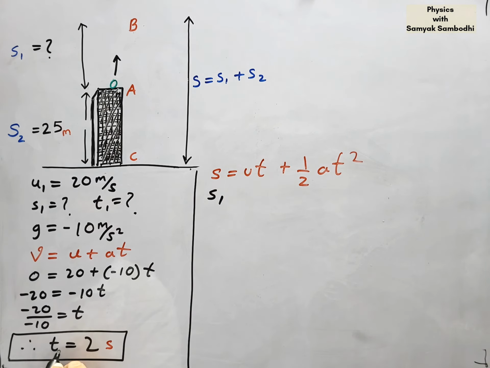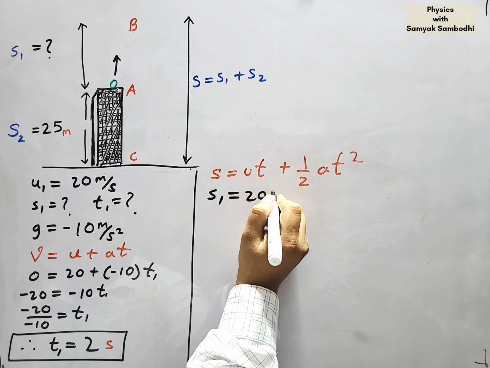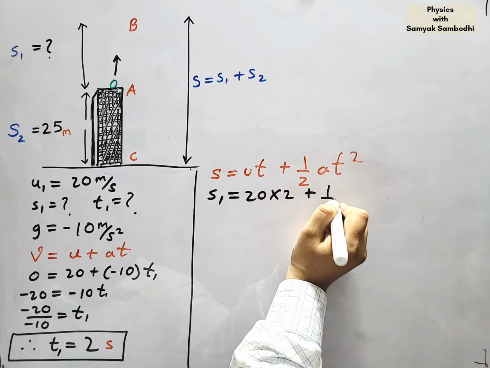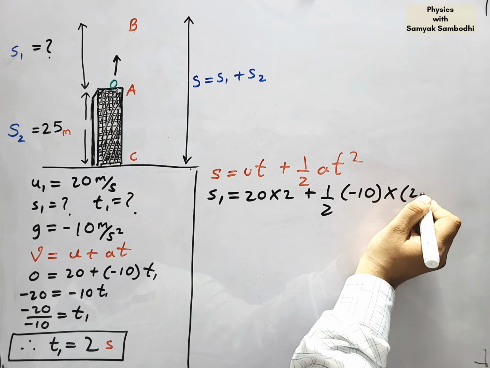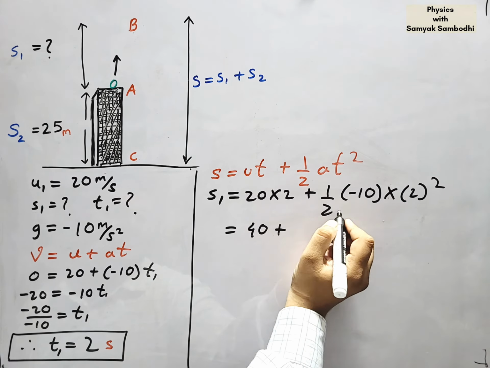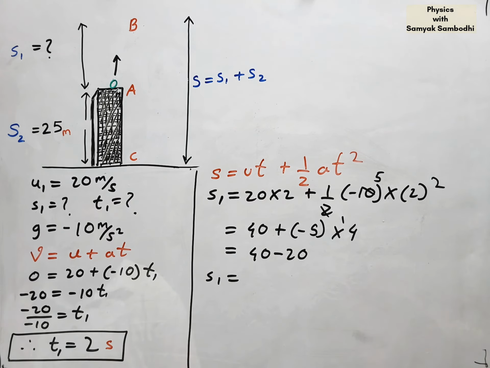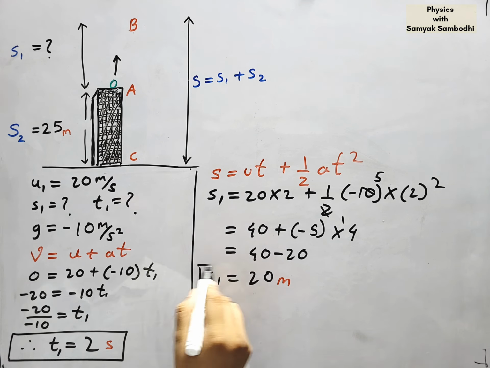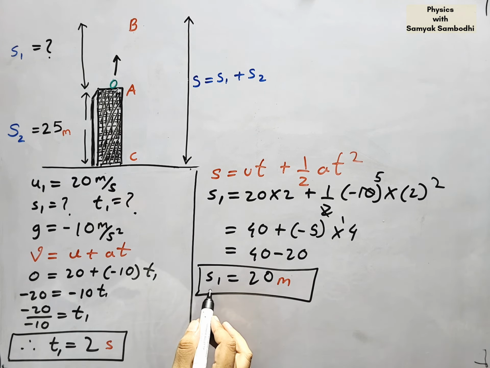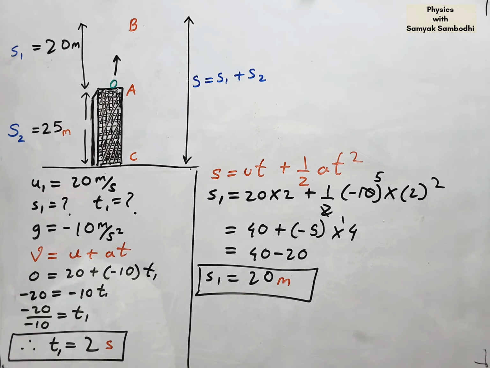So s1 and this is t1 is equal to 20 into 2 plus half into minus 10 into 2 square, is equal to 40 minus 5 into 4, is equal to 40 minus 20. s1 is equal to 20 meters. So we have found out that the value of s1 is 20 meters. And the ball attains this 20 meters within 2 seconds.